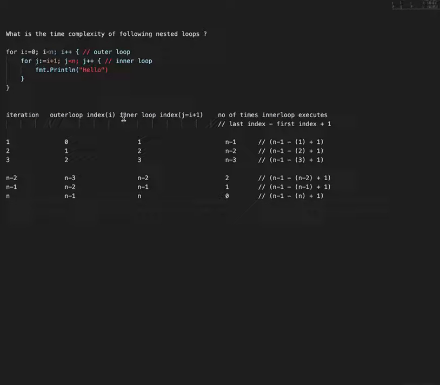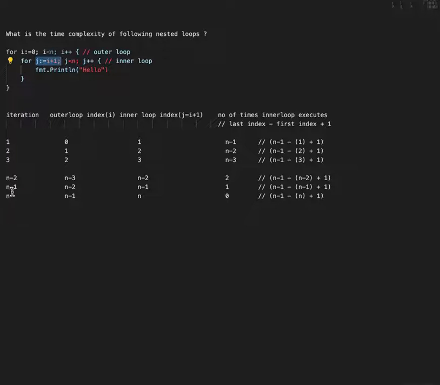So the first iteration, the outer loop index would be 0. Inner loop index would be 1 since j is equal to i plus 1. And the number of times the inner loop executes would be last index minus first index plus 1. So that would be n minus 1 plus 1, and that evaluates to n minus 1. Similarly, we can go through a few more iterations.